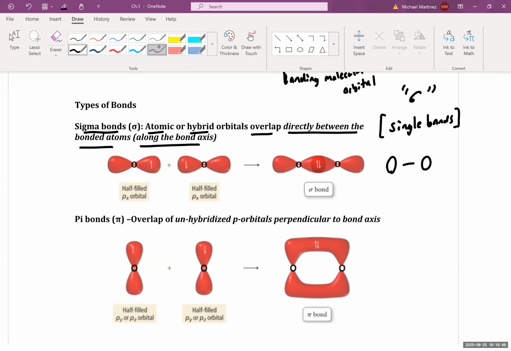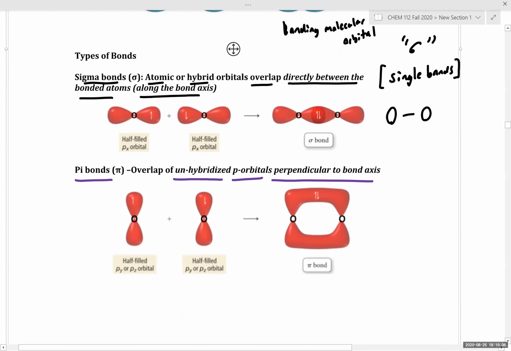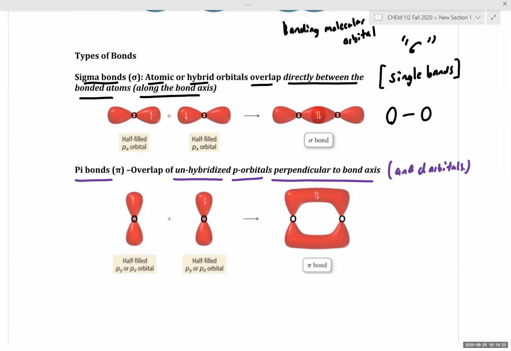The other type of bond, which crops up primarily when we start to look at double and triple bonds, are our pi bonds. Pi bonds include the overlap of unhybridized p orbitals perpendicular to our bond axis. So pi bonds overwhelmingly involve the overlap of p orbitals. I'm also going to put in parentheses, d orbitals can also form pi bond-like bonding arrangements, though p orbitals are far more common.